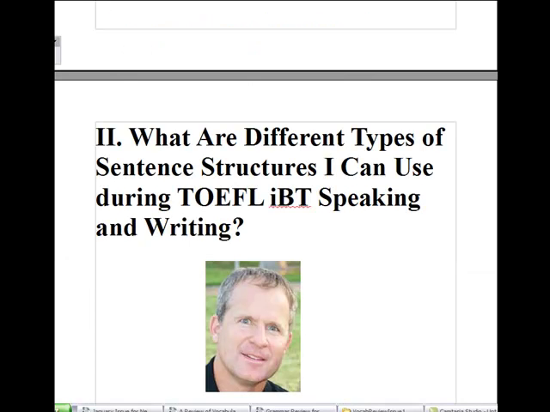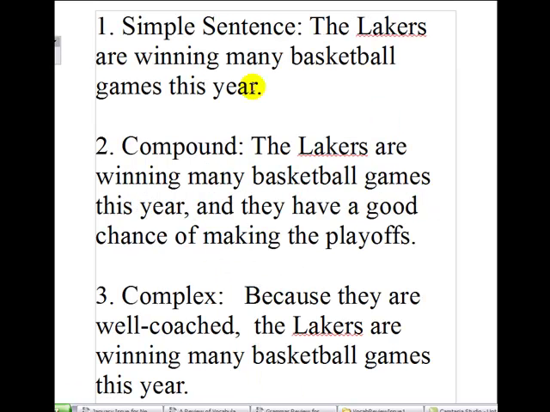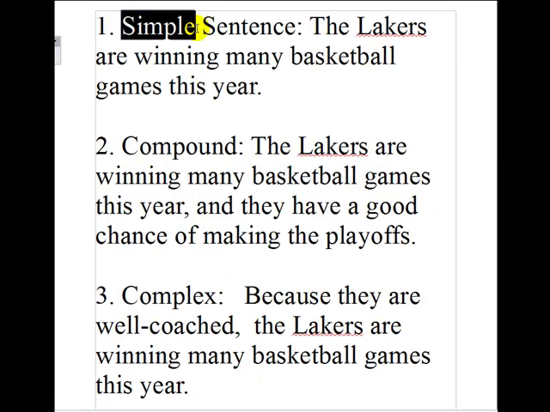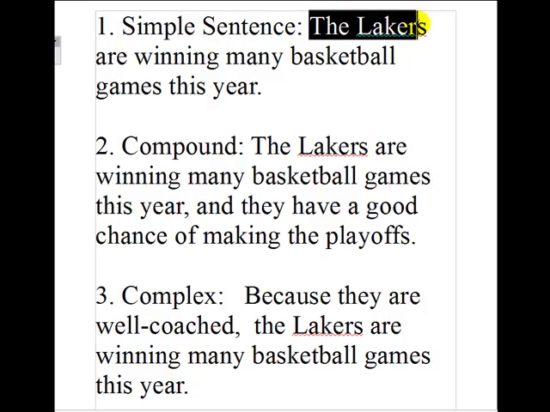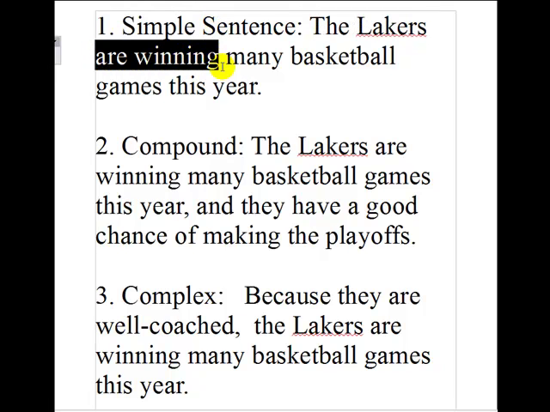So the first question leads into my second question, which is what are different types of sentence structures I can use during TOEFL IBT speaking and writing. First, we have the simple sentence. A simple sentence consists of one subject and one verb. For example, in this sentence, you have the Lakers are winning many basketball games this year.